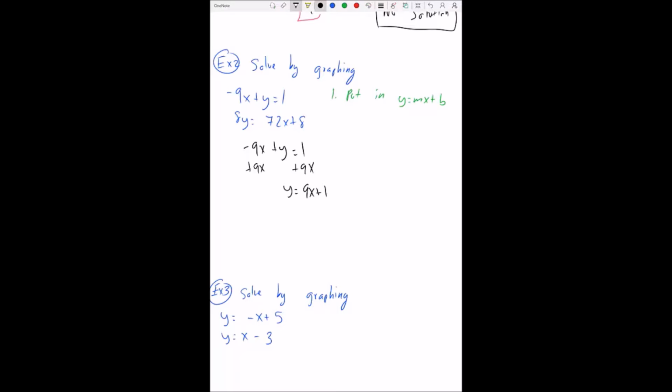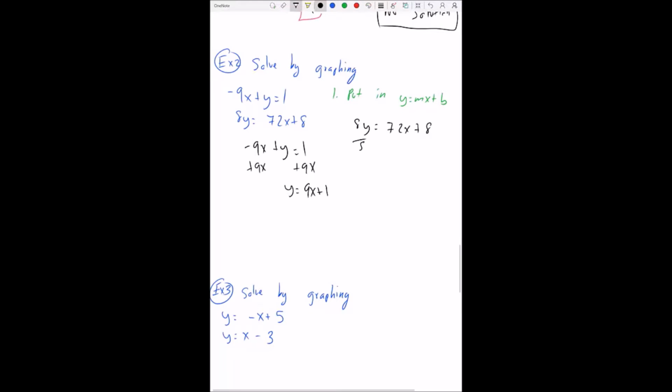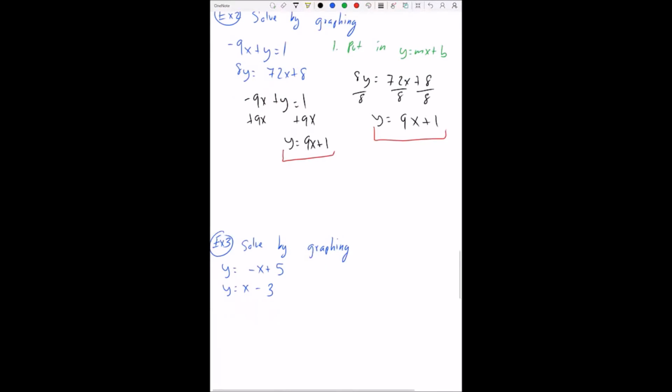Now we need to do the same thing to the second one. So we have 8y equals 72x plus 8. We need to get y by itself by dividing everything by 8. So we have y equals 9x plus 1. Wait a minute, though. What do we know about these equations? Well, they're identical. Identical means they look the same. So since they're the same, it's an infinite number of solutions.